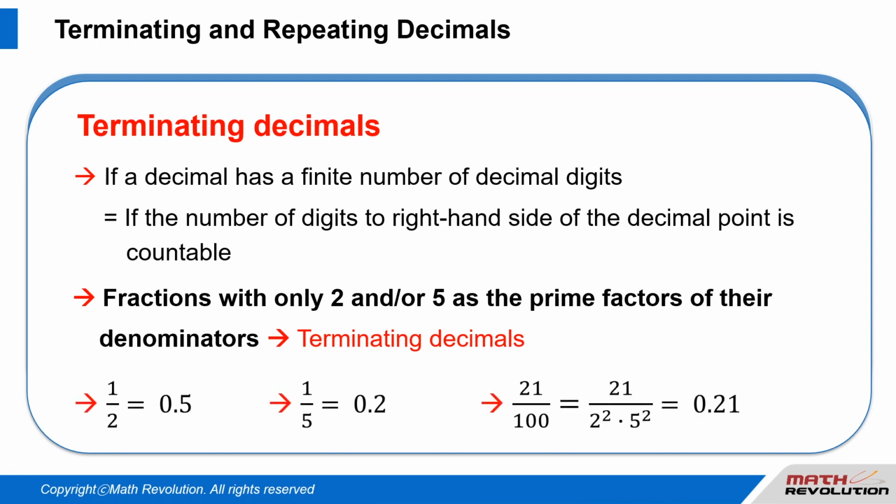For example, 1/2 is equal to decimal 0.5. 1/5 is equal to decimal 0.2. 21/100 is equal to 21 whole over 2 squared times 5 squared, which is decimal 0.21.